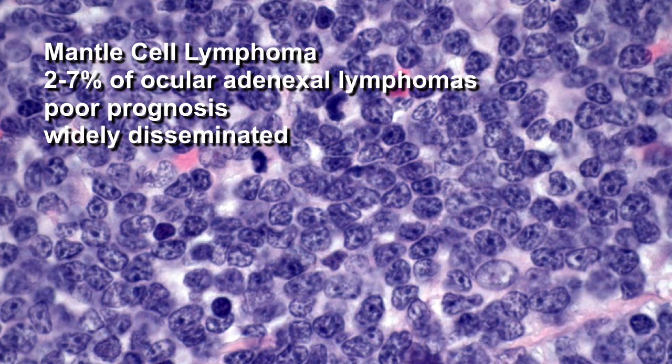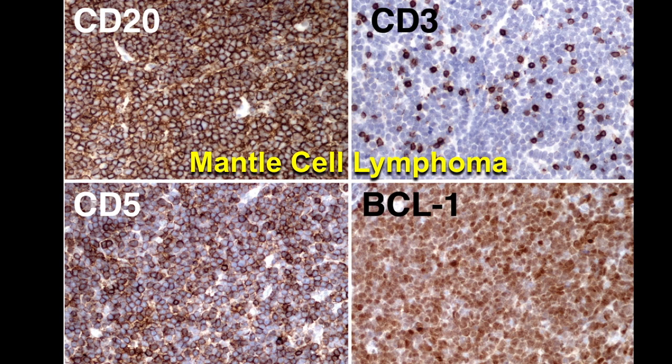Mantle cell lymphoma comprises about 2 to 7% of ocular adnexal lymphomas. Mantle cell lymphoma has a poor prognosis and frequently is widely disseminated at presentation. The nuclei in this case are larger and mitotic figures are present. In mantle cell lymphoma, the tumor cells co-express B-cell marker CD20 and T-cell marker CD5, but don't co-express CD3. The tumor cells also express BCL1 or cyclin D1.